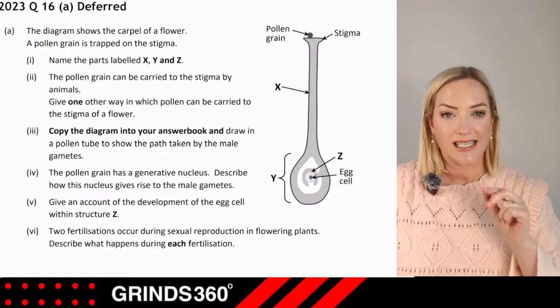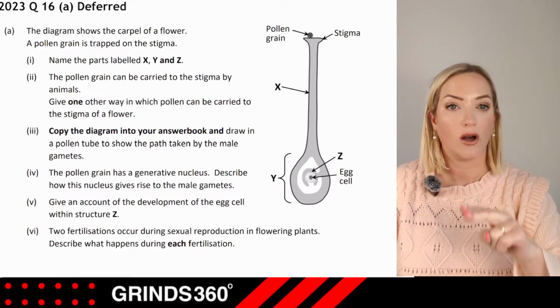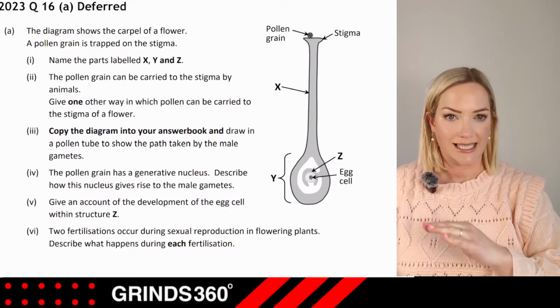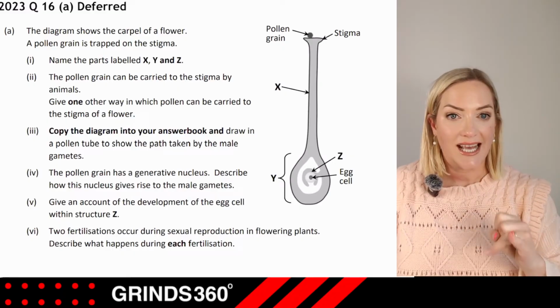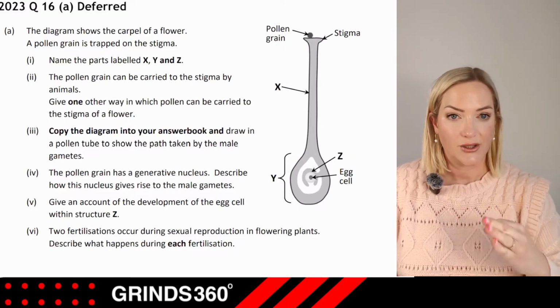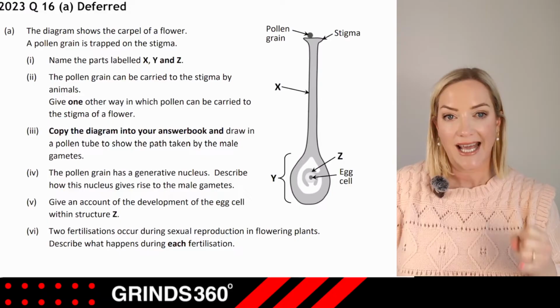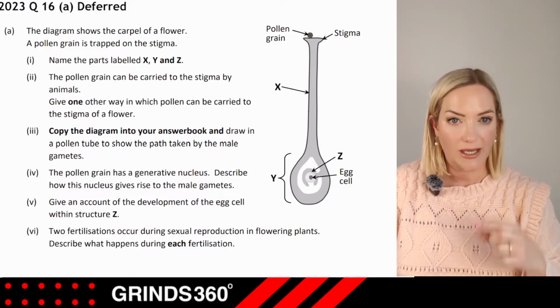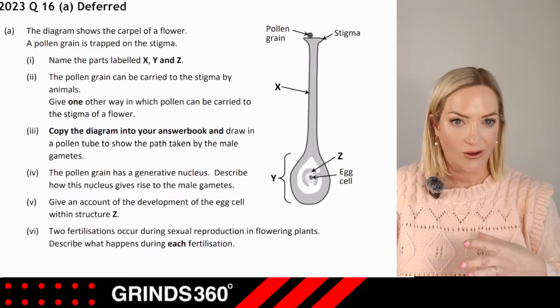In questions 16 and 17, you're required to answer two of A, B, C, or D. Now, if you answered A, B, and C, your best two are picked. But if you answer A, B, C, and D, your best two are picked also.